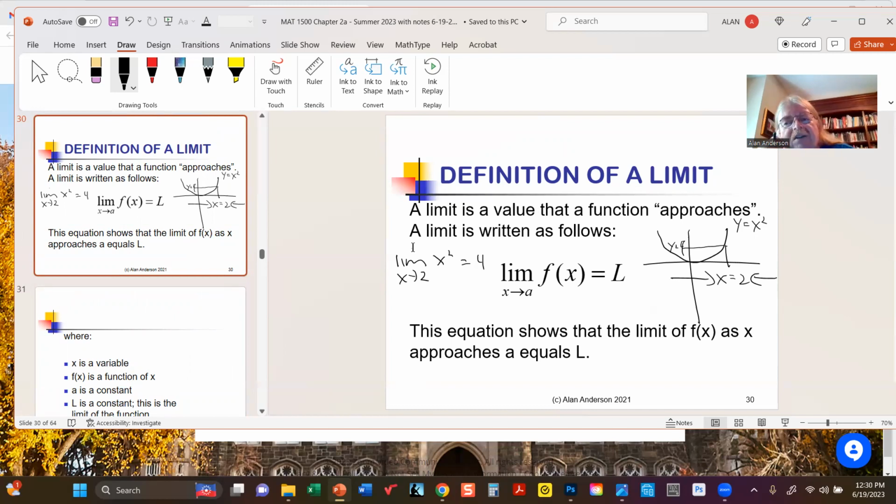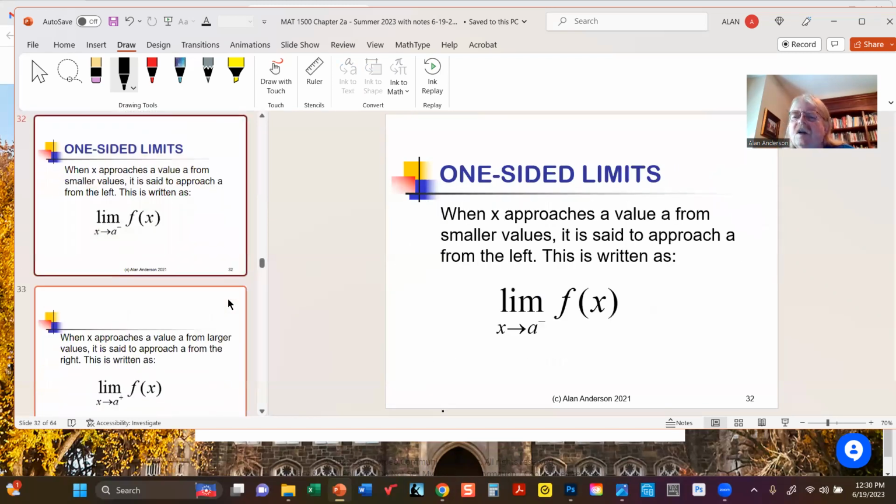We don't normally use that adjective two-sided unless there's some reason why you need to be crystal clear about it. Usually when you say limit, you mean two-sided limit. On the other hand, one-sided limits you always have to describe as one-sided to make it crystal clear what you're referring to. So whenever you hear the word limit, we're going to assume that it's two-sided unless it specifically says one-sided.